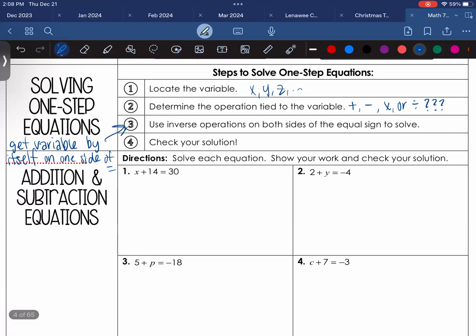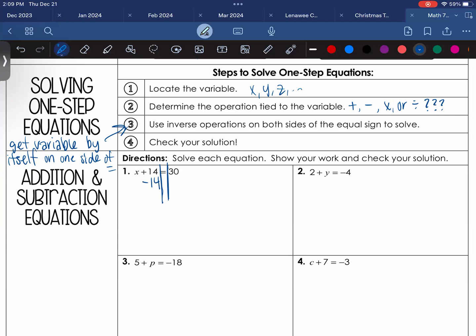So let's take a look at number 1. It says x plus 14 equals 30. We see addition, right? That's a positive 14 that we're adding to the x. So what is the inverse of that addition? Yes, the inverse would be subtraction. So we are going to subtract 14 to undo or to cancel out the 14 on that side. Now we need to keep our equations balanced or equal, which means whatever we do to one side of the equal sign, we do to the other. We have a left side and we have a right side. So on that left side, I'm subtracting 14.